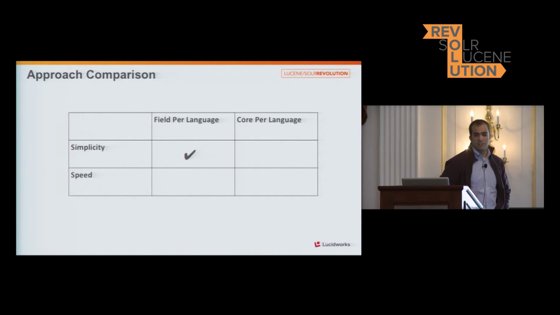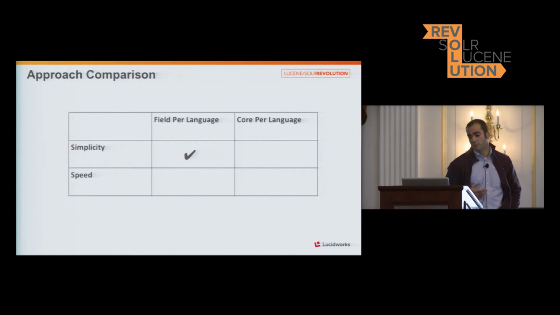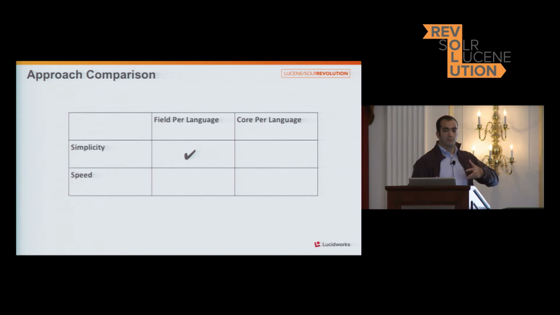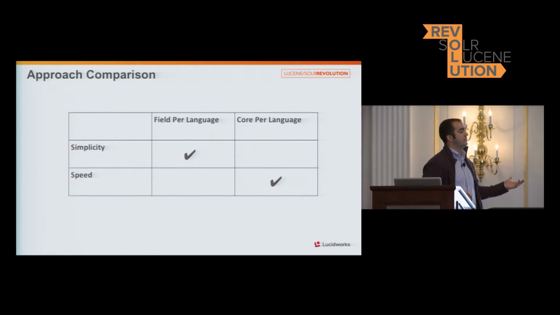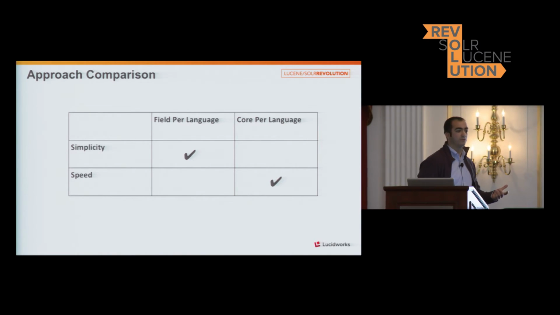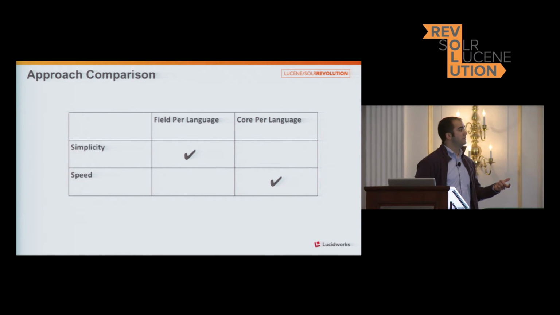The core per language, it doesn't really apply because language detection happens too late. It happens before documents get routed. So you could still do some language detection in core per language, but you have to write some code to do that. So why would you do core per language? Generally, it's a little bit more complicated, and it exists because there's a speed benefit to it. And here I'm really talking about query latency.